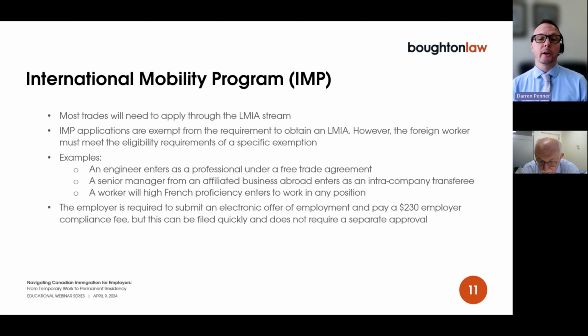The employer is required to submit an electronic job offer and pay a $230 employer compliance fee, but this is done quickly, and there's no separate approval process for that. It's just submit it, get the receipt, give it to the employee, and then they can use it with the work permit application.